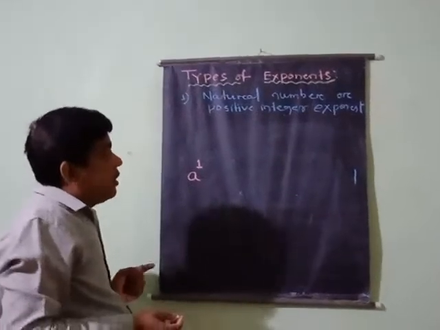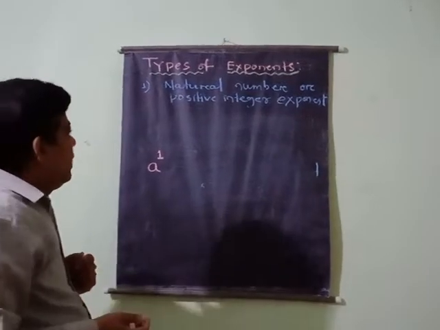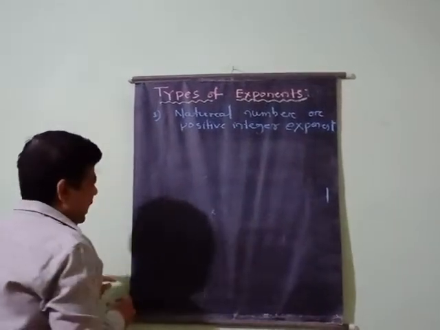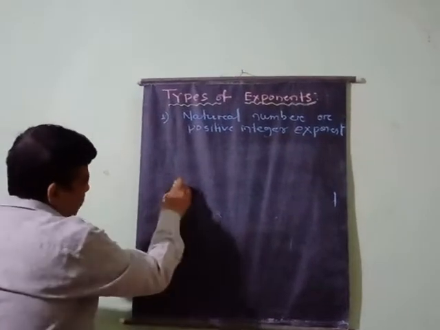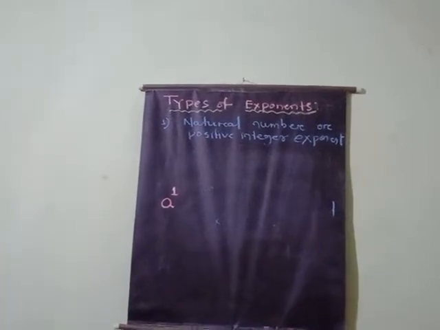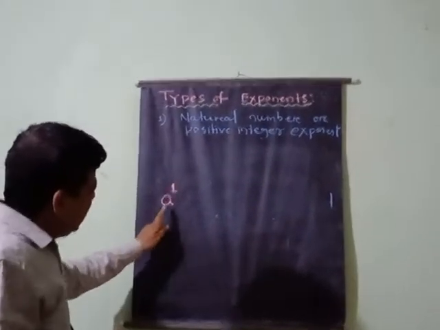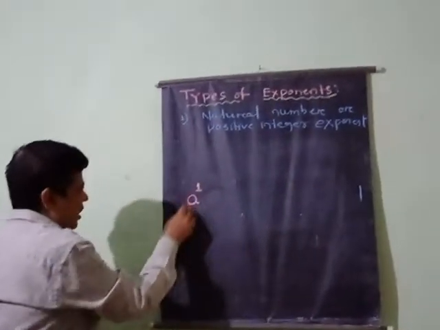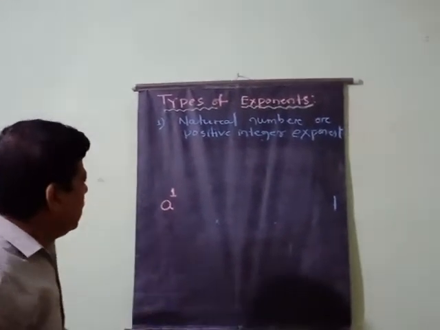Okay, if the power of the exponent with a given base is a natural number or positive integer. Suppose a is the base. What is the power of a here? A to the power 1. So it is an exponent whose power is 1. Understand? If a is the given base and 1 is the power or exponent index, then this is called an exponential term, and this is an example of positive exponent or natural number exponent.